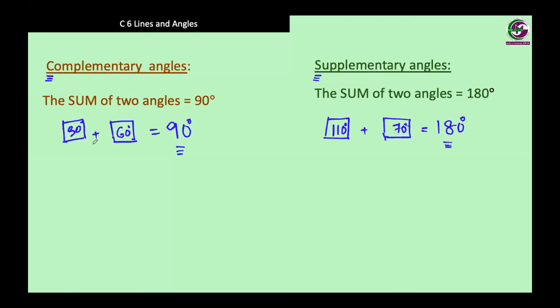Complementary: two different angles will add up to 90 degrees. It can even be two same angles, don't worry about that. For example, which two same angles will give you 90 degrees? Great. 45 degrees and 45 degrees. Which two same angles will give you 180 degrees? That's a homework for you.